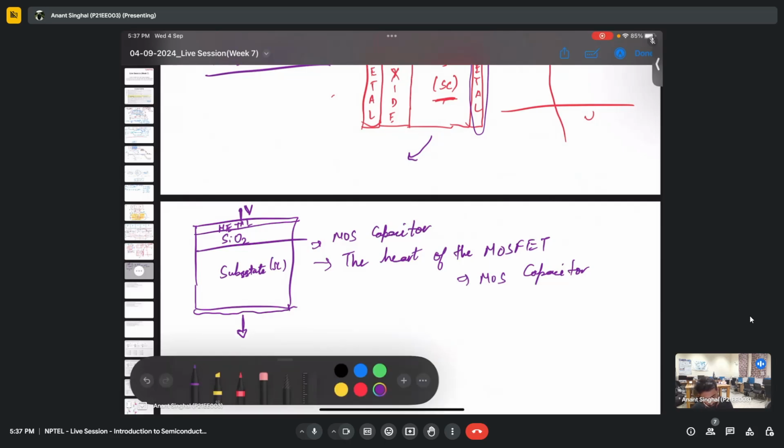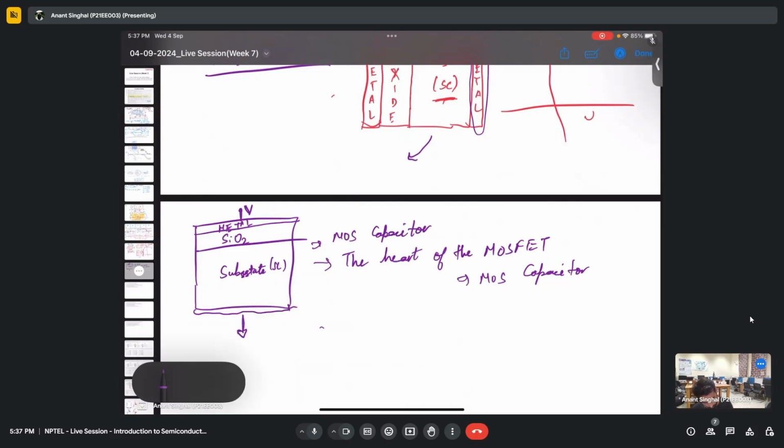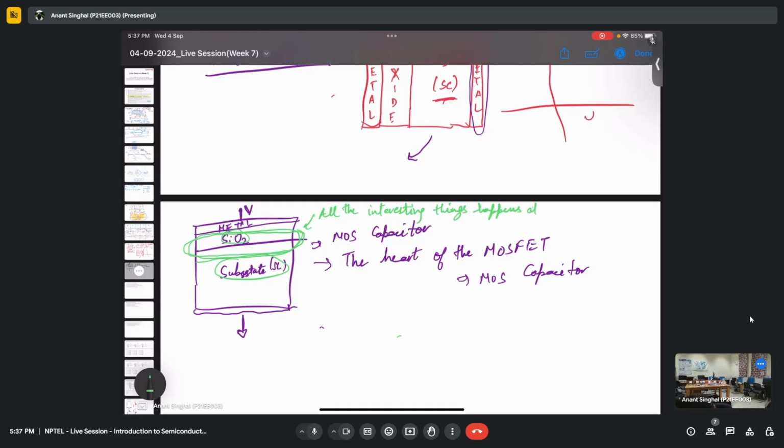And what we'll majorly look at, we'll have the main interest at the semiconductor. So this is the semiconductor and this is the oxide. We'll be mainly looking at this semiconductor and SiO2 interface. All the interesting things will happen here. All the charge after applying voltage will be affecting this particular interface. Silicon and SiO2 interface.